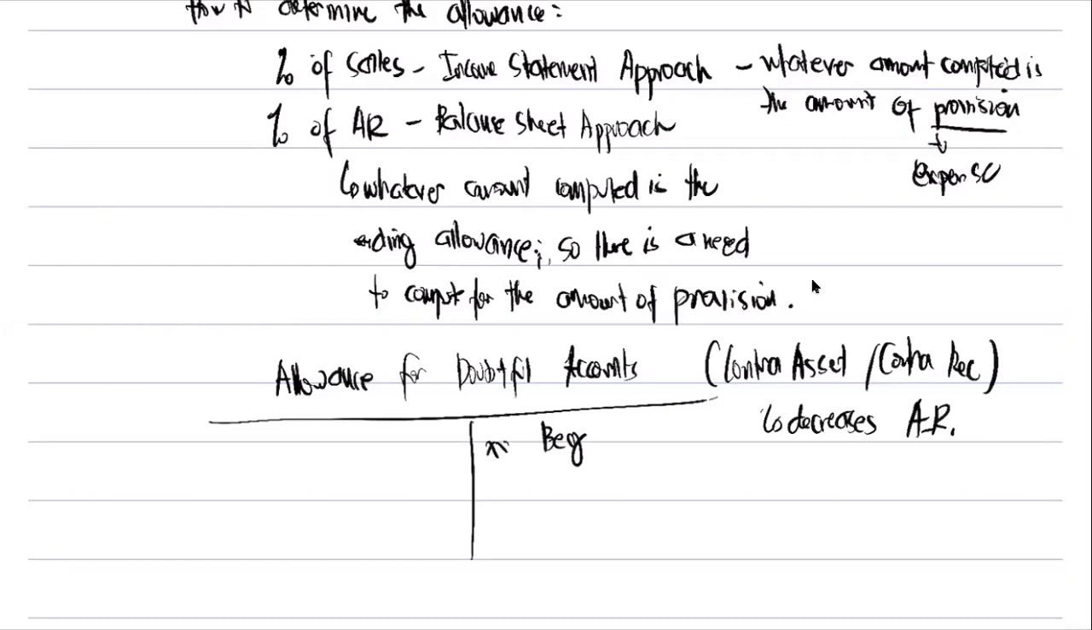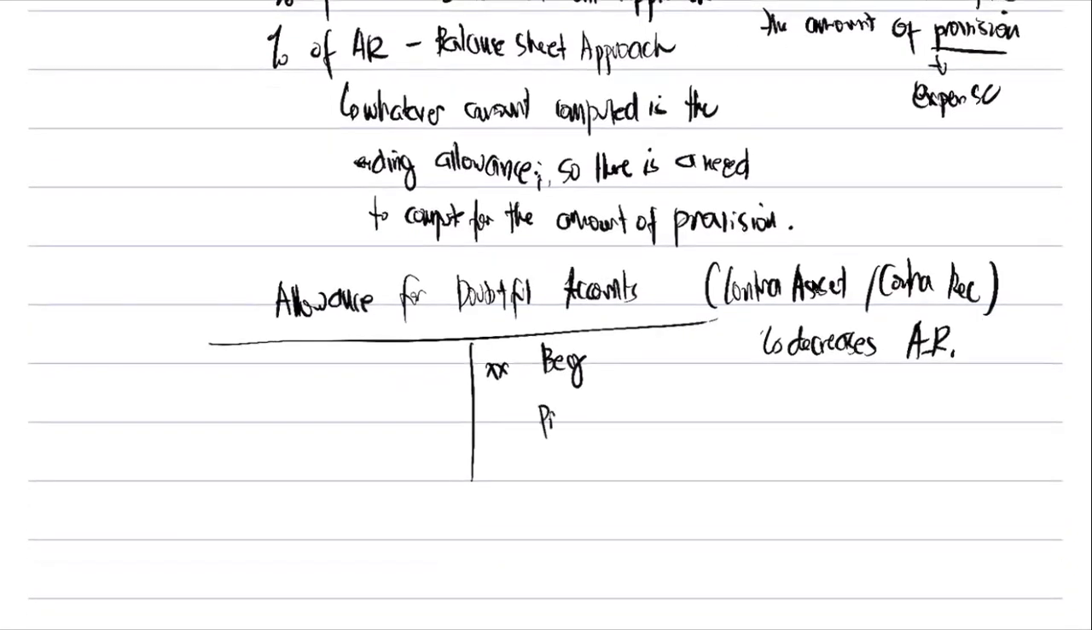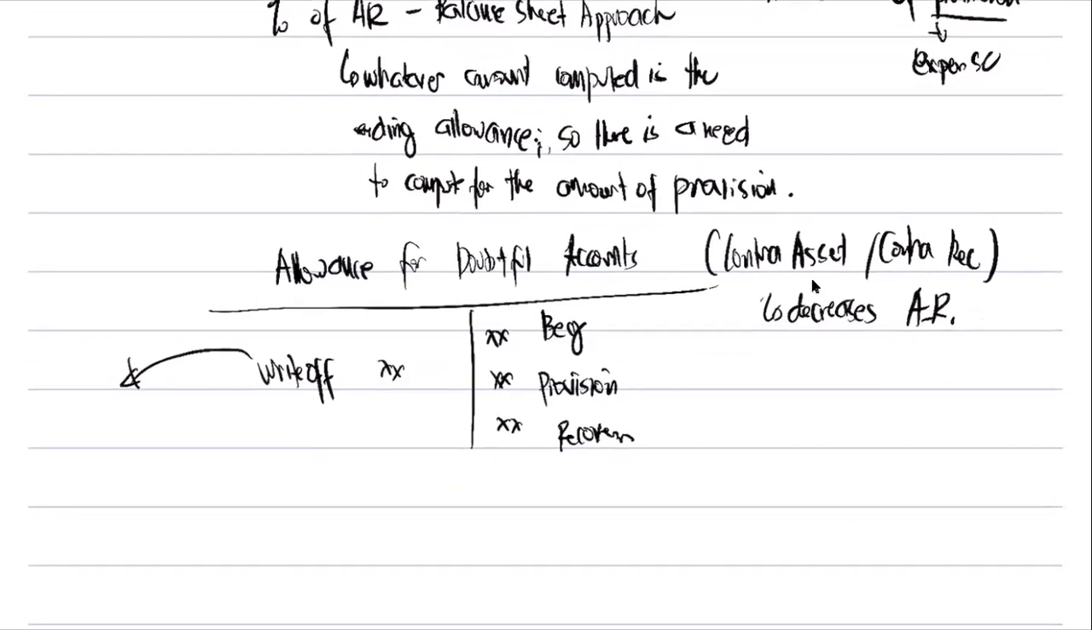Okay, so we have here your beginning allowance for doubtful accounts. We have here your provision. And then we have here your write-off. And we have here your recovery. Okay, sir, what is a write-off? Write-off is whenever the account is really uncollectible. So account receivable or AR is actually uncollectible. So when we say write-off, we remove the accounts receivable.